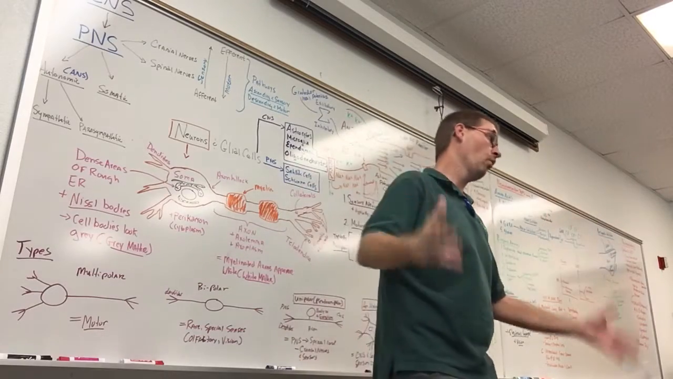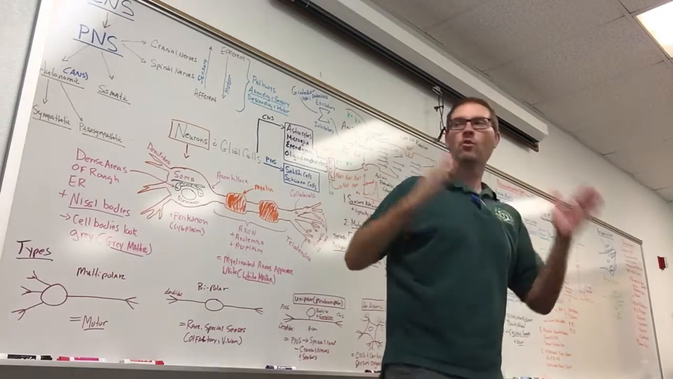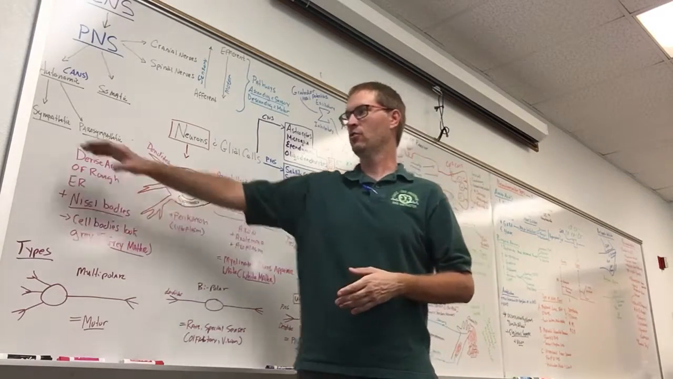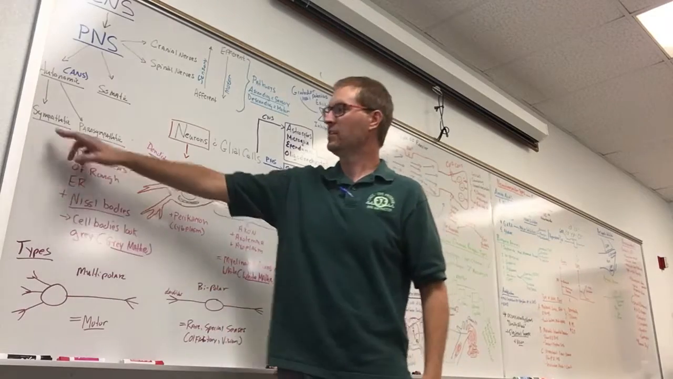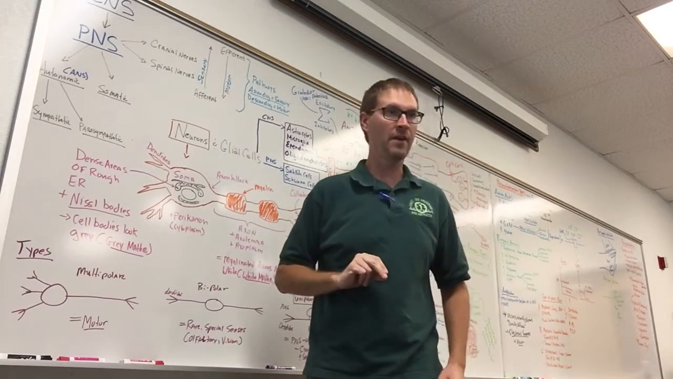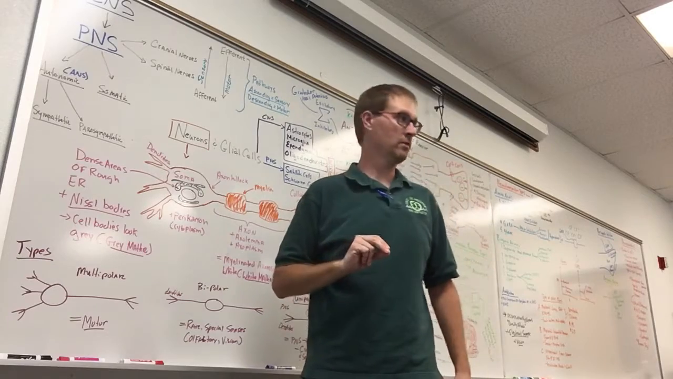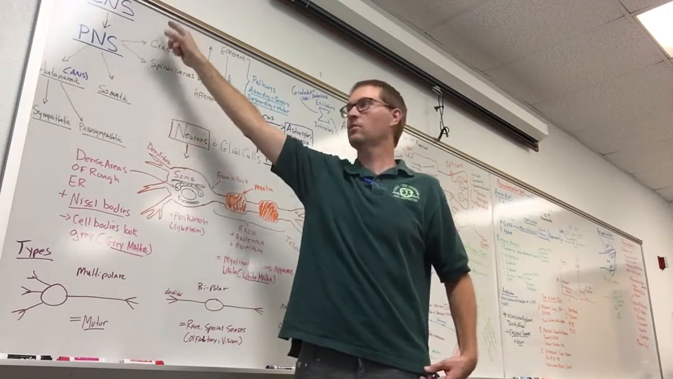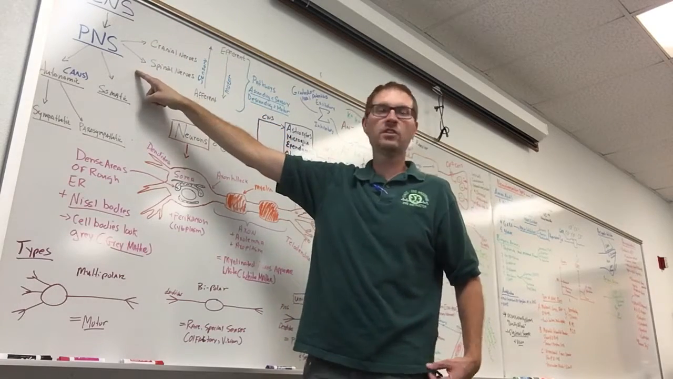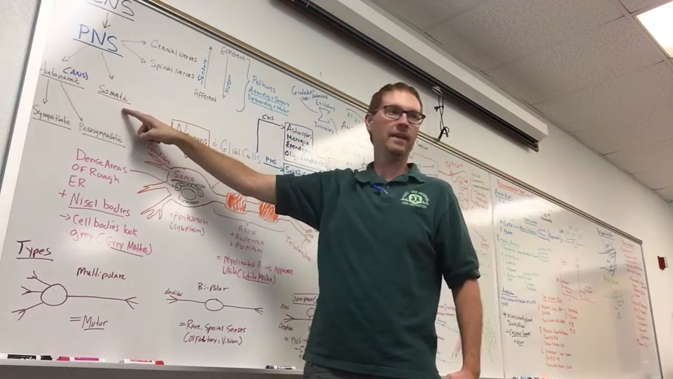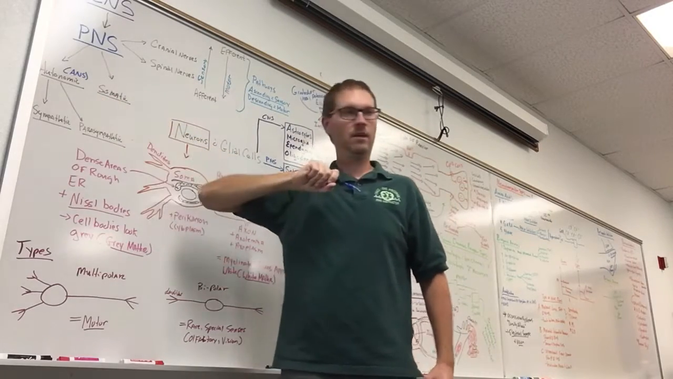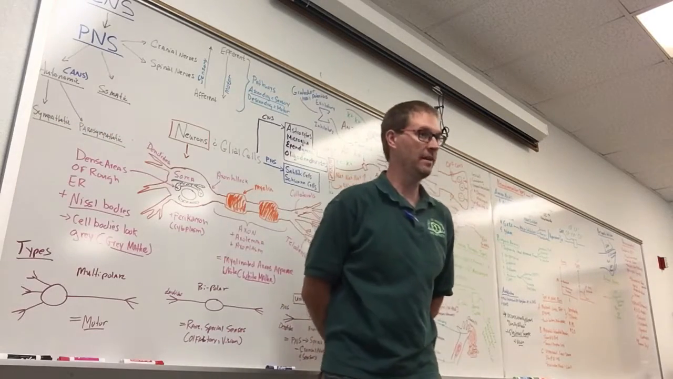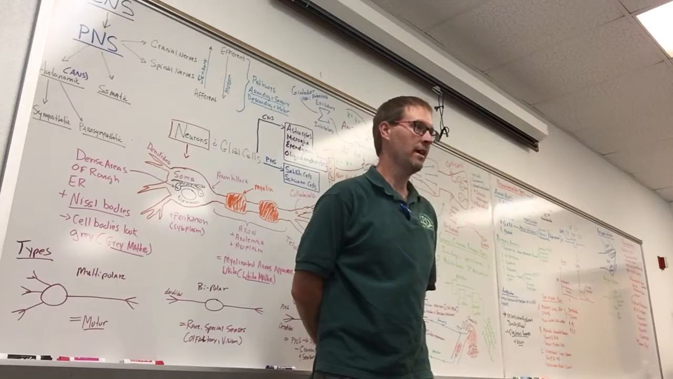Now to even make it more complicated, the autonomic nervous system is further subdivided into two branches. Okay? The sympathetic and the parasympathetic. You guys okay? So, central nervous system, no subdivisions. It's its own thing. The peripheral nervous system is divided into autonomic and somatic, and then the autonomic is further subdivided into sympathetic and parasympathetic. You guys okay with that?